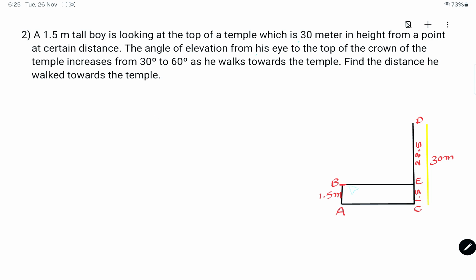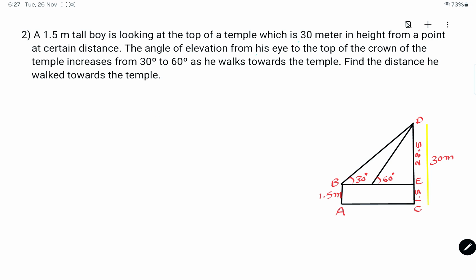From starting point, angle of elevation from boy's eyes to the top of the temple is 30 degrees. Now boy walked some distance. Suppose he walked from B and he stopped here. Now angle of elevation from boy's eyes to the top of the temple is 60 degrees. Now draw one line. Now here 60 degrees.